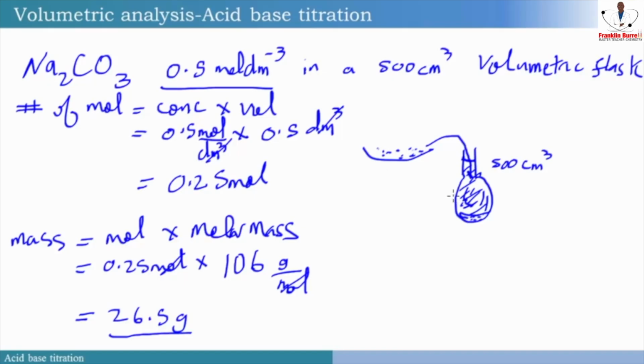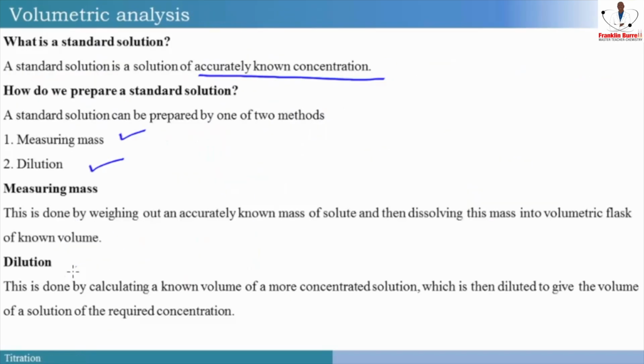Let's look at the other method, which is dilution. Now, the dilution method is done by calculating a known volume of a more concentrated solution, which is then diluted to give the volume of a solution of the required concentration. So let's say that we have a bottle of concentrated hydrochloric acid.